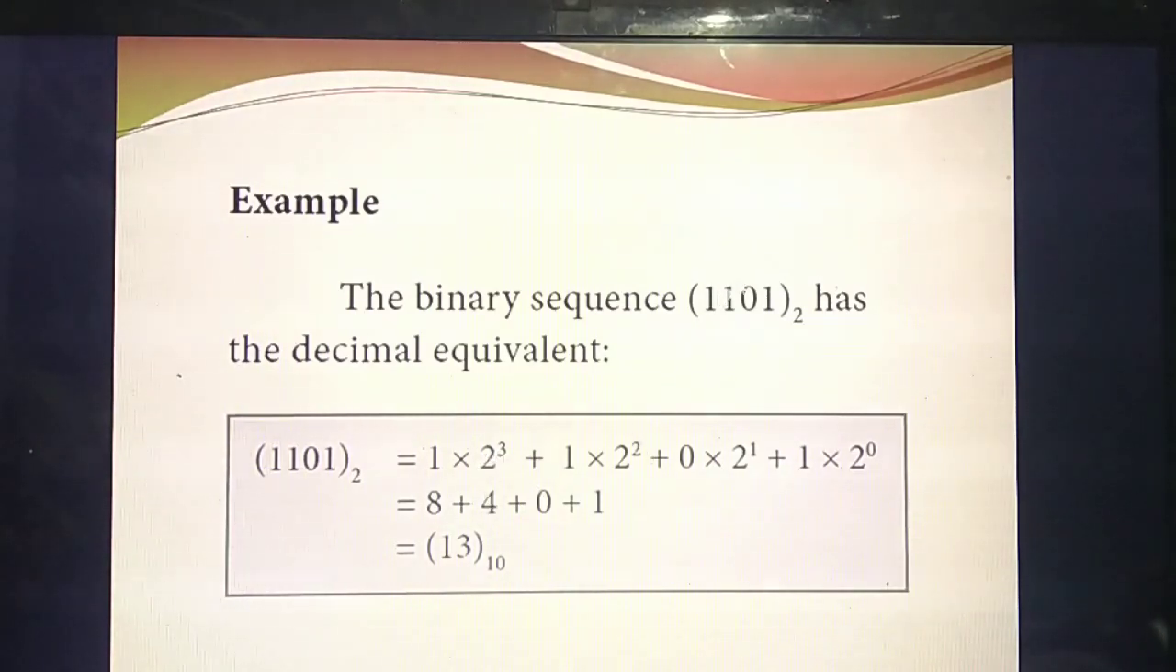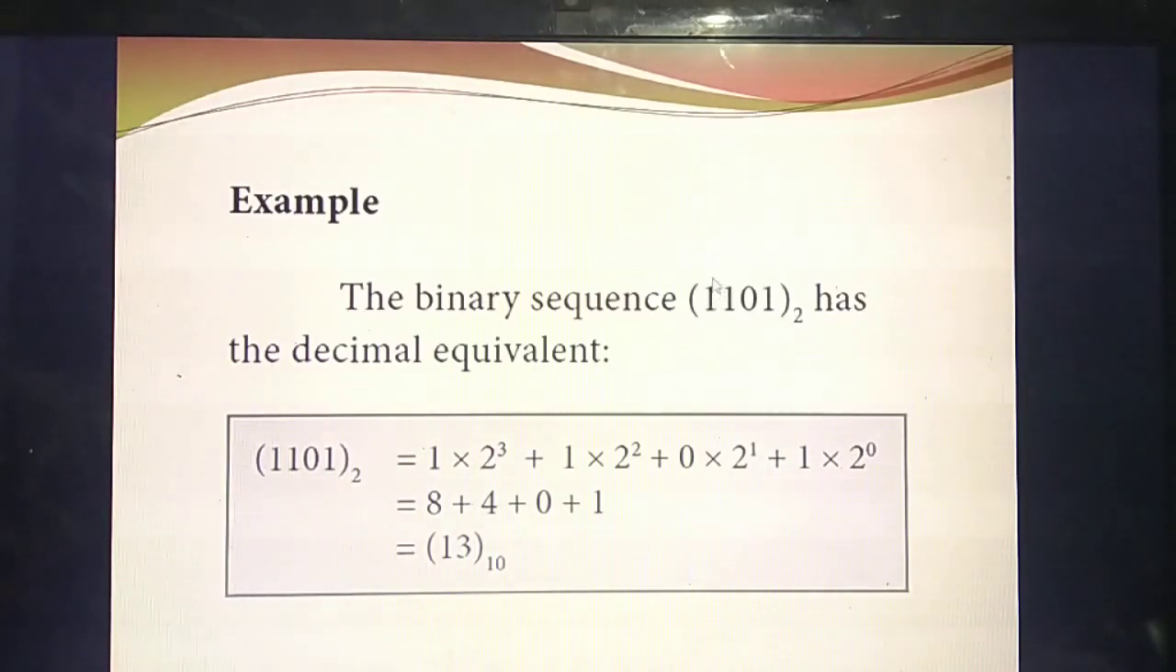Then plus next number, 1 into, what's the place value? 2. So 1 into 2 the power 2. Next plus, what's the number? 0. 0 into, what's the place value here? 1. So 0 into 2 power 1. Plus, what's the last thing? 1 into, what's the place value? 2 the power 0. So nothing is there. Each number you should multiply. Binary means each number is multiplied with 2 with the place values or powers.